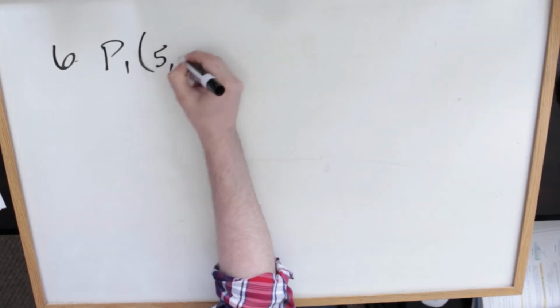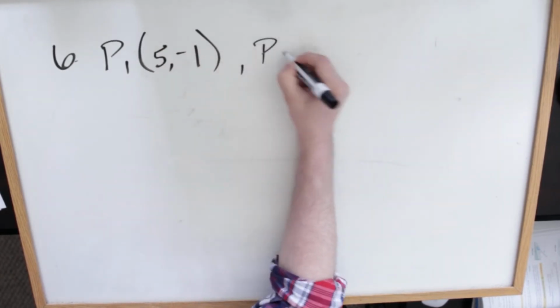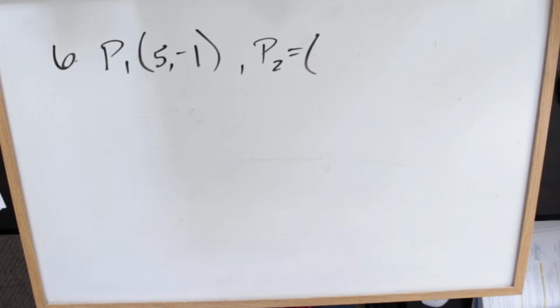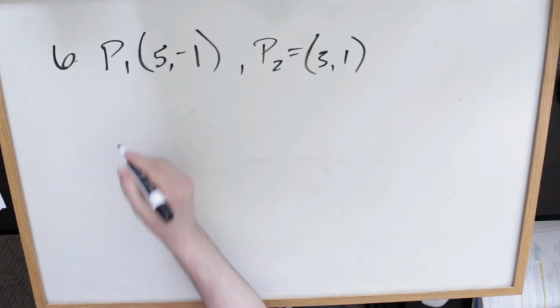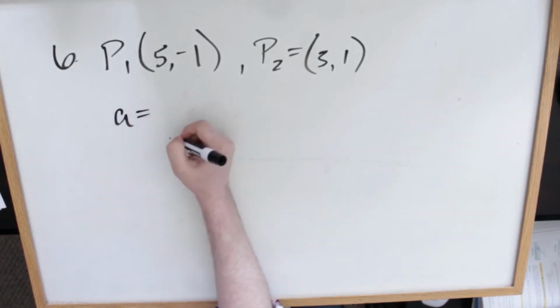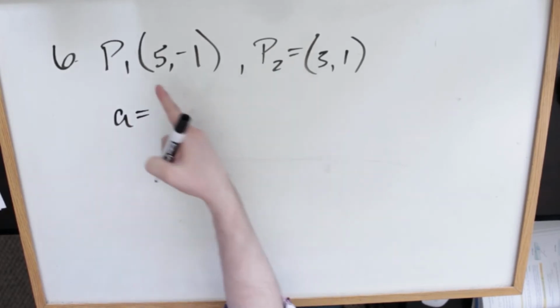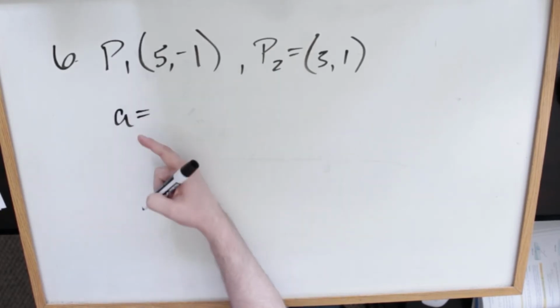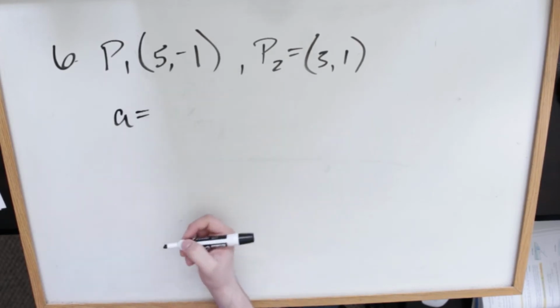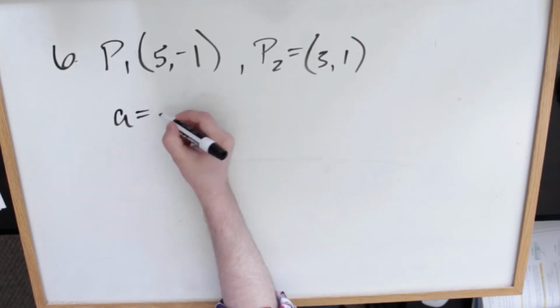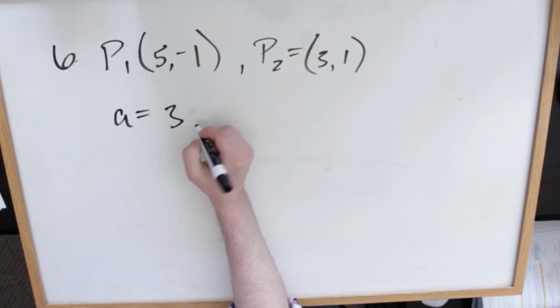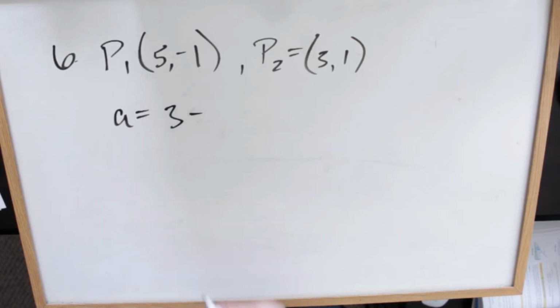So P1, the point, is going to be 5, negative 1. And P2 is equal to the point 3, 1. Okay, so now let's look at the a component and b component. The a component is just going to equal each of the individual x values here, one subtracted from the other. So we'll do the second one first. It doesn't really matter, honestly. Well, actually, I think it does in this case.